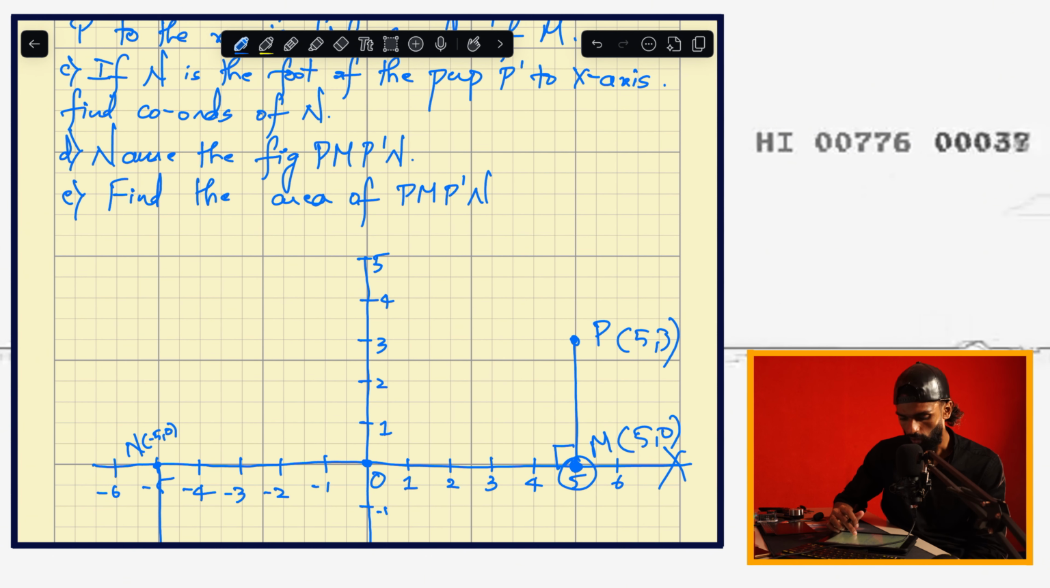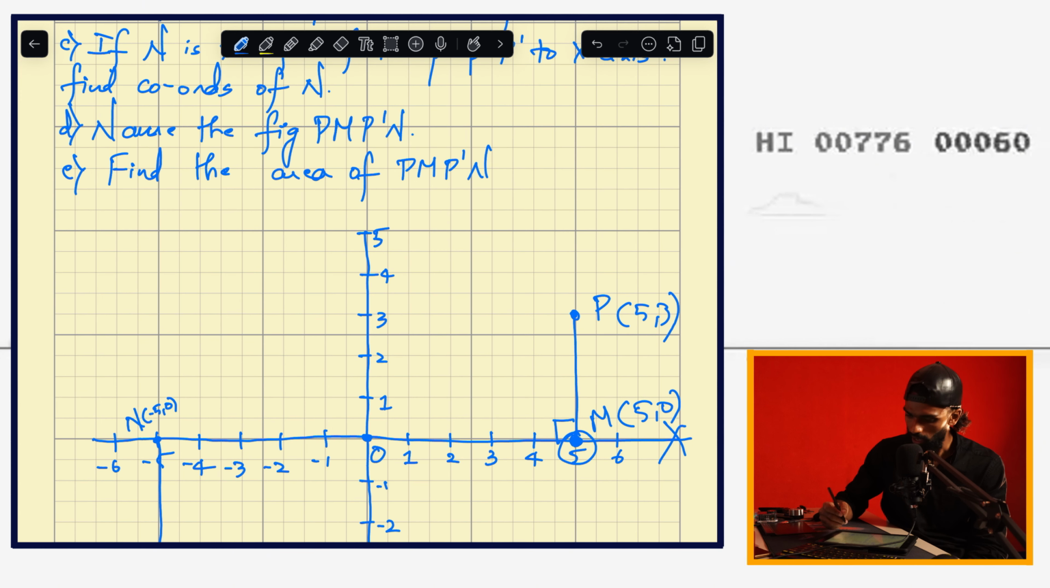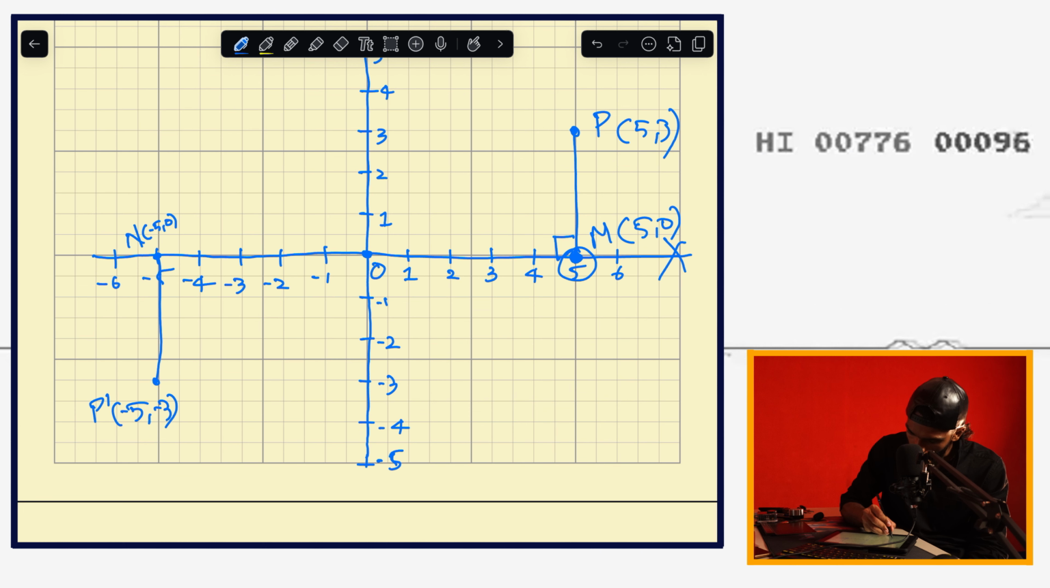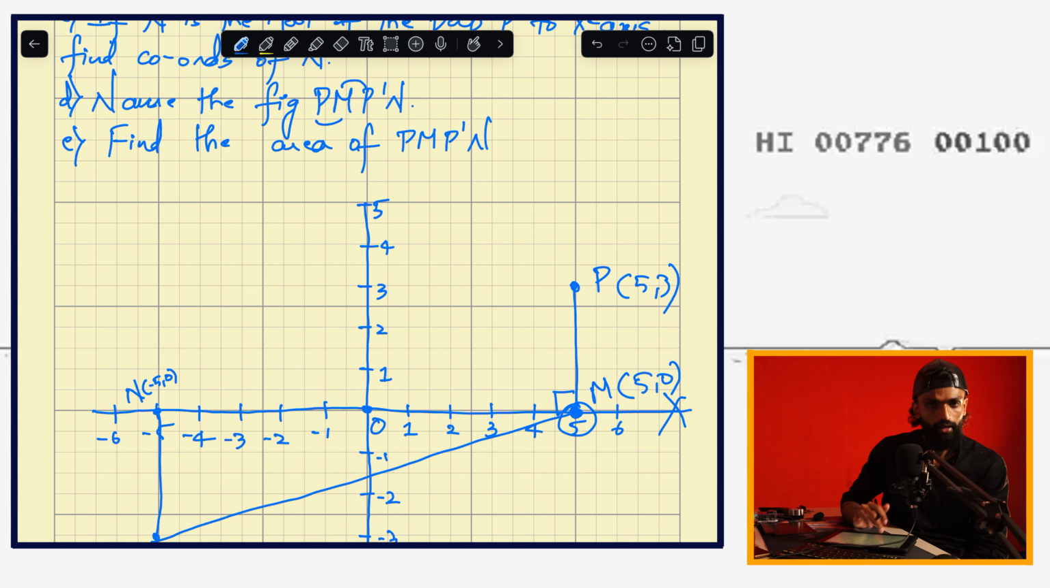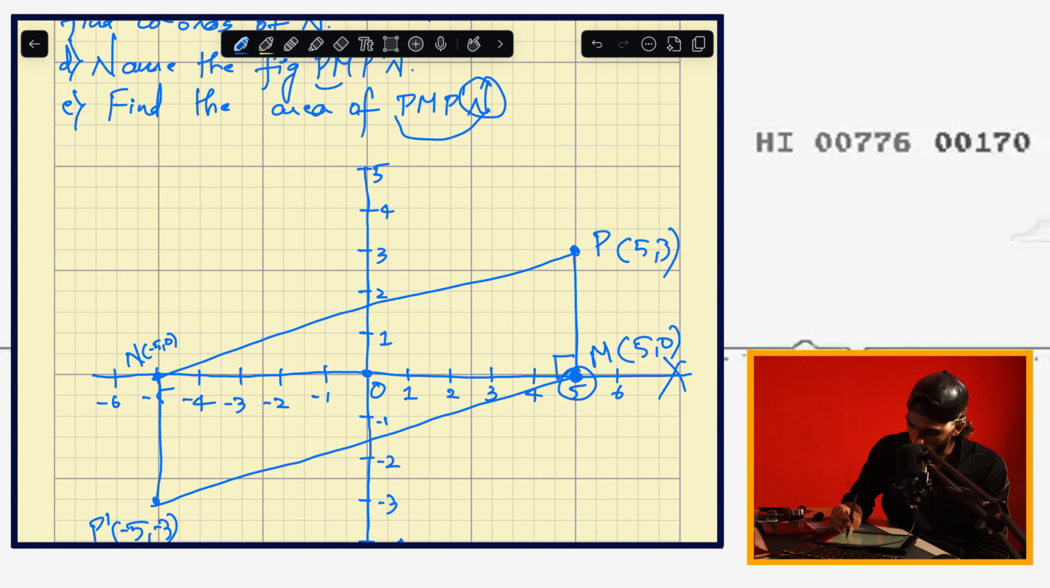The fourth sub question talks about naming the figure PMP dash N. I'll go step by step. PM done. From P to M I went. From M to P dash I'll have to go. I'll go like this. Okay, done. From P dash to N, already done. Obviously, it is not closed. I'll have to close it. So look at the last letter. From N to P, I'll have to come again. So from N to P, draw a line. Obviously, please use a scale and do it.